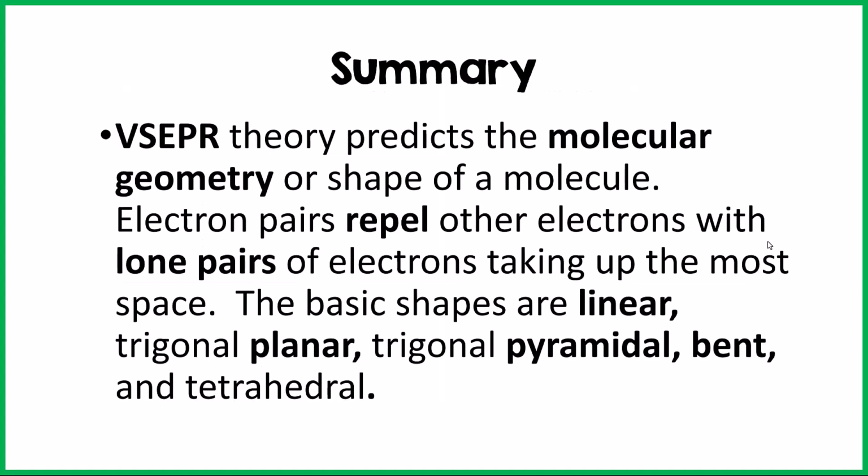In summary, VSEPR theory predicts the molecular geometry or shape of a molecule. Electron pairs repel other electrons, with lone pairs of electrons taking up the most space. The basic shapes are linear, trigonal planar, trigonal pyramidal, bent, and tetrahedral.